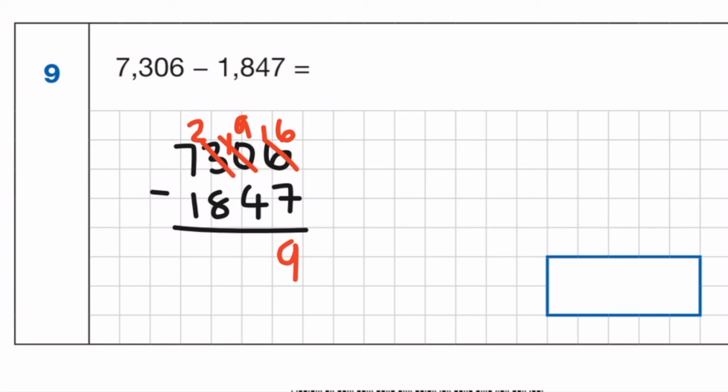2 minus 8 is not possible again, which means we have to borrow. So we cross 7 out and we change that into a 6, and we make the 2 into a 12. 12 minus 8 would give us 4, and then 6 minus 1 would give us 5.